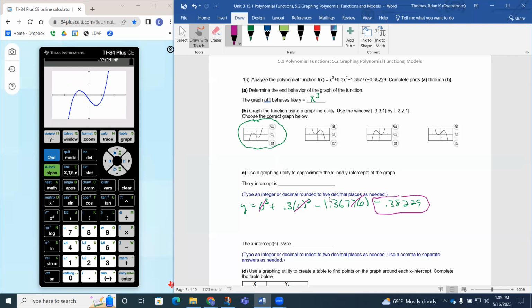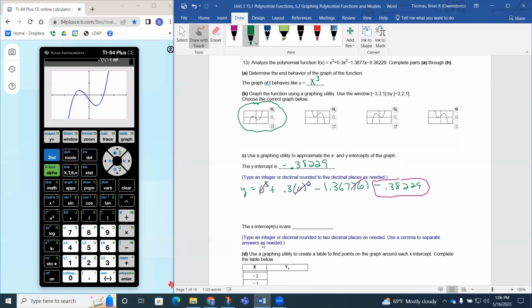And they want us to round this to 5 decimal places. Well, luckily it's already 5 decimal places, so we're already there. So this negative 0.38229 would be the y-intercept. Now the x-intercepts are also called zeros. So let's see if we can find the zeros on this graph.